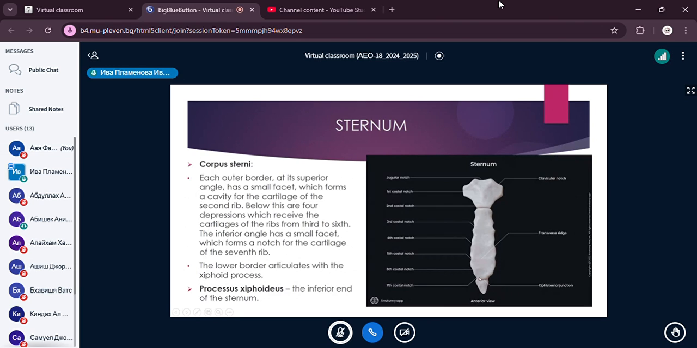I told you that the lower border articulates with the xiphoid process, and of course, the third part is xiphoid process. Questions?